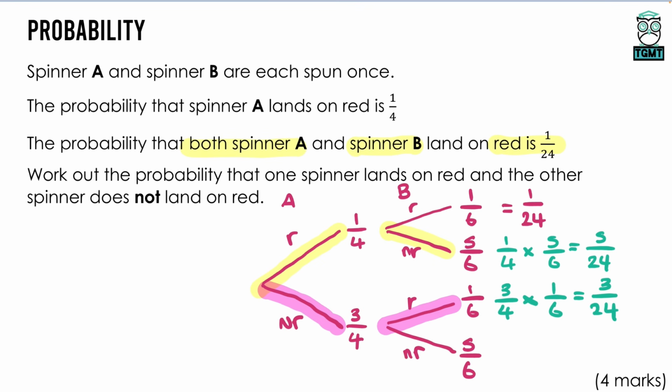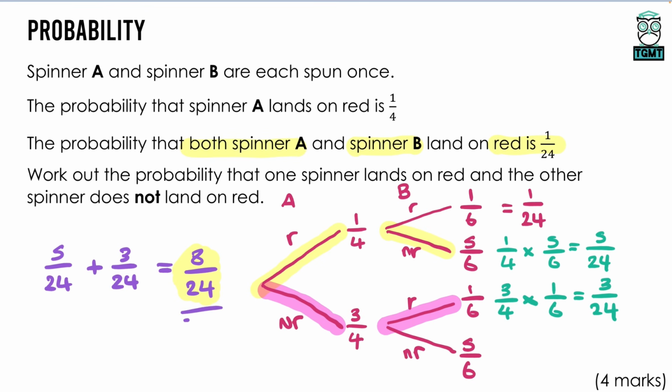And that gives us 3/24. So for our final answer, we have two fractions. We have 5/24, and we also have 3/24. So we combine those by adding them together, which gives us a final answer of 8/24. Now with probability, you don't have to simplify your answers. So 8/24 would be my final answer here.